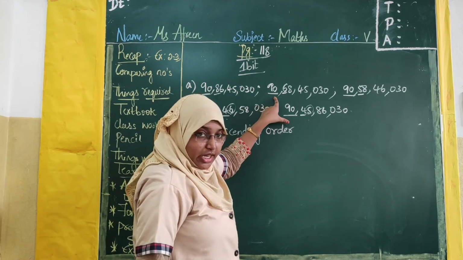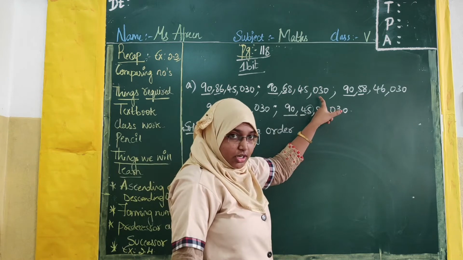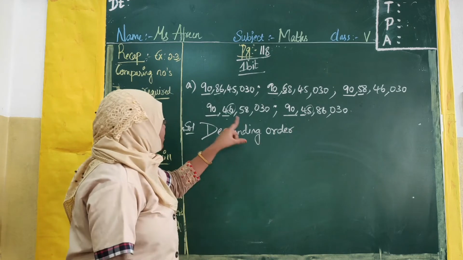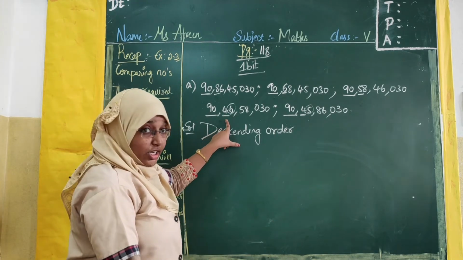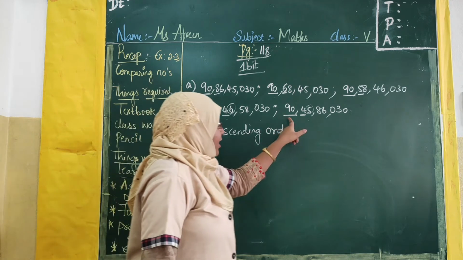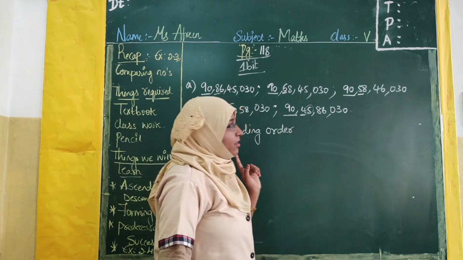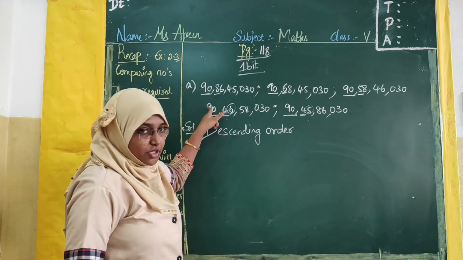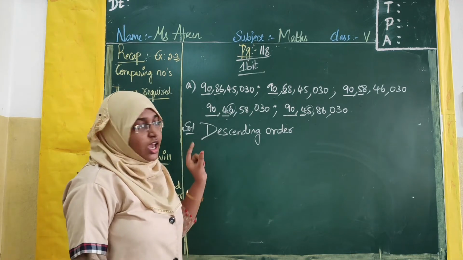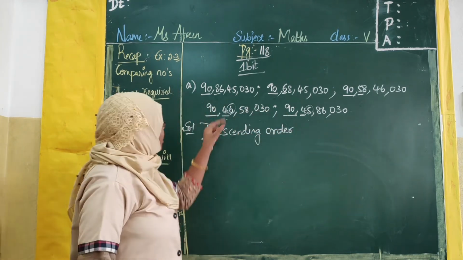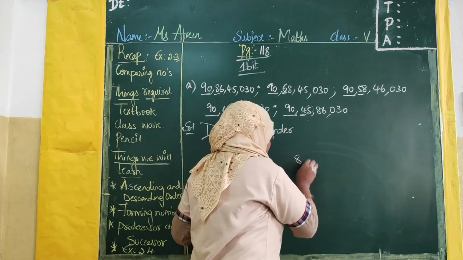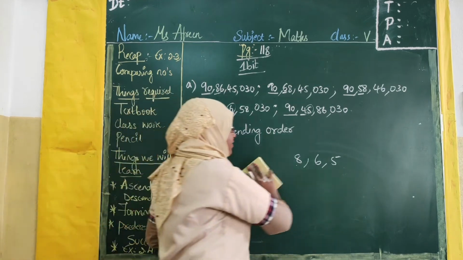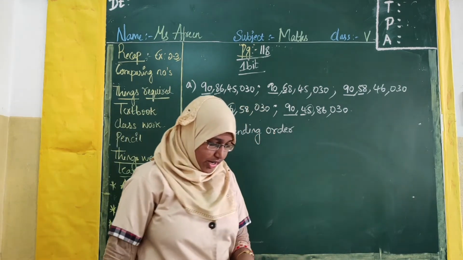is greater than 90 crores, 68 lakh, 45,030. It is greater than 90 crores, 58 lakh, 46,030. And it is greater than 90 crores, 46 lakh, 58,030, which is greater than 90 crores, 45 lakh, 86,030. It is written in descending order. Simply compare the first numbers, which will be the same, go with the next place values and then check in which order the number is written. Here it is 8, 6, 5, big to small, that is descending order. The same way you can complete the rest of the three.